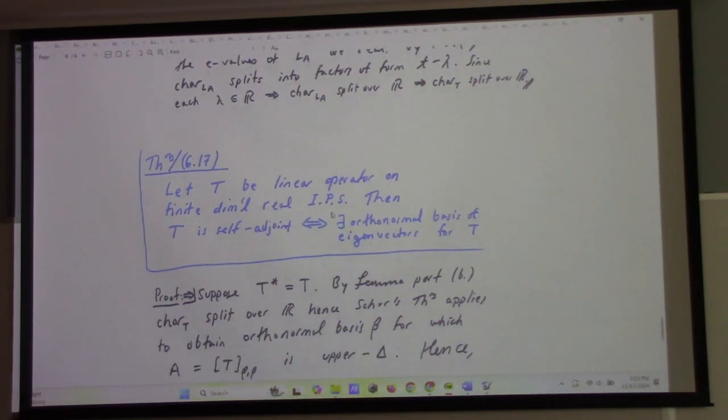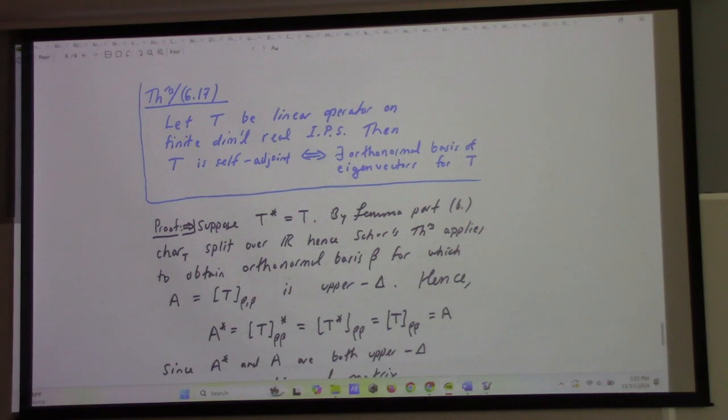So this is the big theorem at the end of section 6.4, which is that if T is a linear operator on a finite dimensional real inner product space, then T is self-adjoint if and only if there exists an orthonormal basis of eigenvectors for T. And here's the proof, at least the forward implication. Suppose T is self-adjoint. By the lemma we just had, the characteristic polynomial splits over R, which ensures the theorem applies, so we obtain an orthonormal basis, beta, for which this matrix is upper triangular.